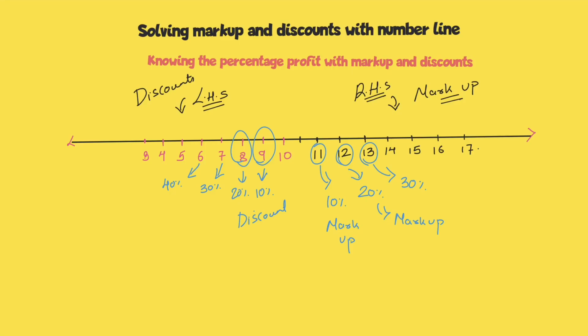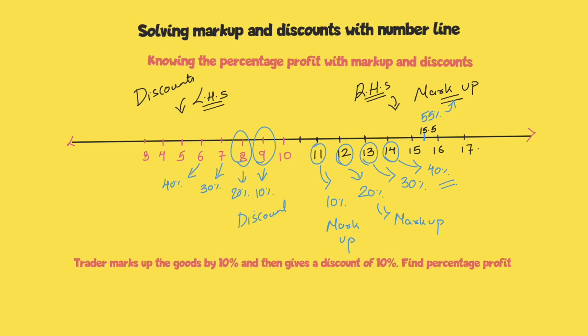So as you go reducing by 1, it is 10% discount. Increasing by 1, it is 10% markup. And that's how you read the number line. And that's how it will keep on going. So if I give you any middle number, say between 15 and 16, what will that be? 15 is for 50%, 16 is for 60%. In between that I have 15.5. That will be representing 55% markup. So know this number line.